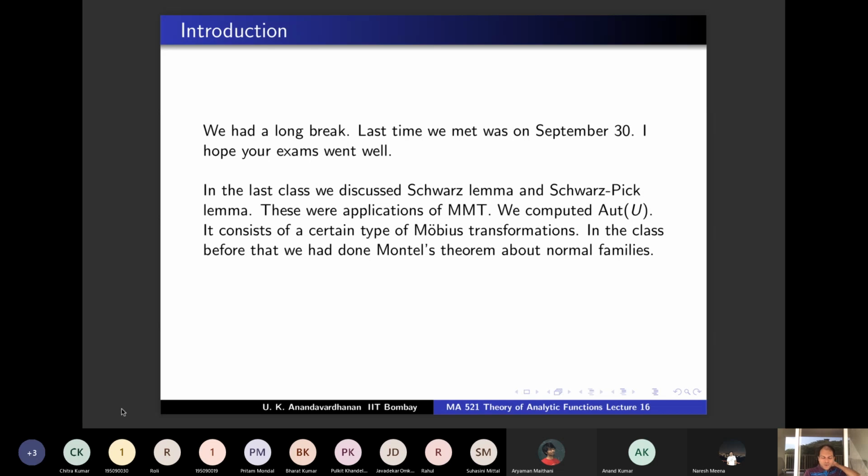So what is normal? Once again, earlier I missed a keyword. The definition is that the family is normal if every sequence has a subsequence that converges uniformly on compact sets. That's part of the definition, uniformly on compact sets. So this we did, and then we did Montel's theorem. In Montel's theorem, if you have a collection of holomorphic functions on an open set, on a region, we wanted to conclude, appealing to Arzela-Ascoli, that it is normal.